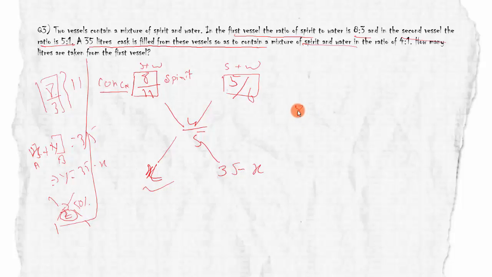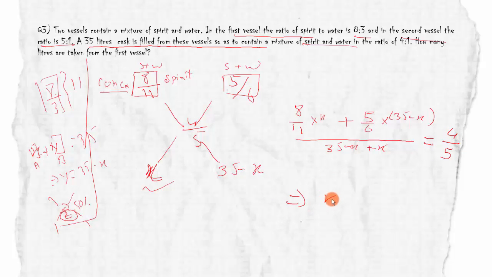So let us solve this. Add 8 by 11 times x plus 5 by 6 times (35 minus x), divided by (35 minus x plus x), which is 35, and this is equal to 4 by 5. On solving this, we get x equal to 11. This is our answer.